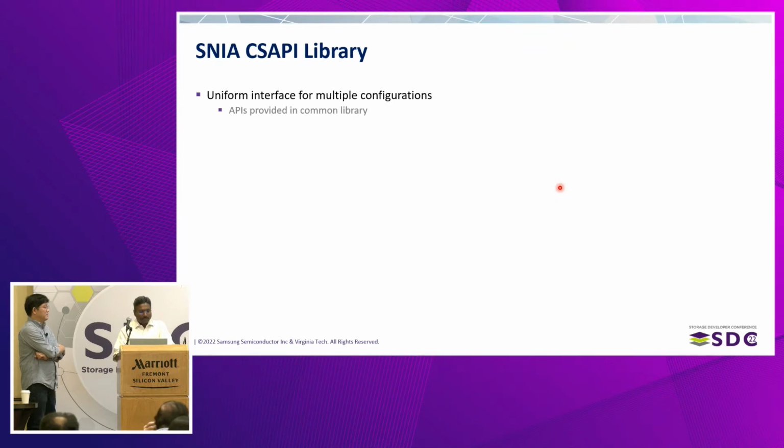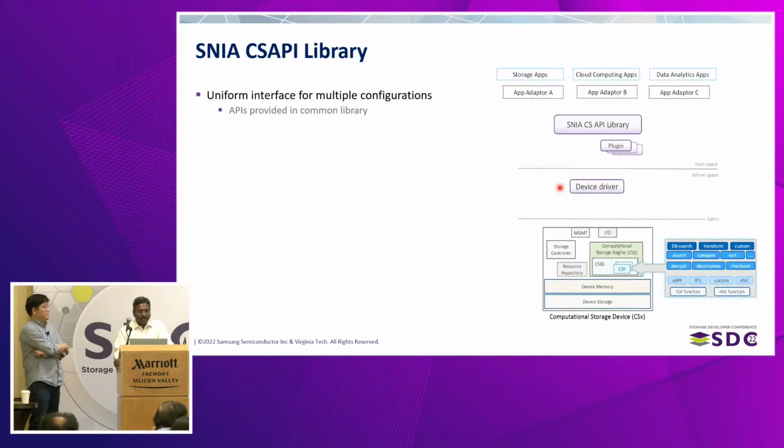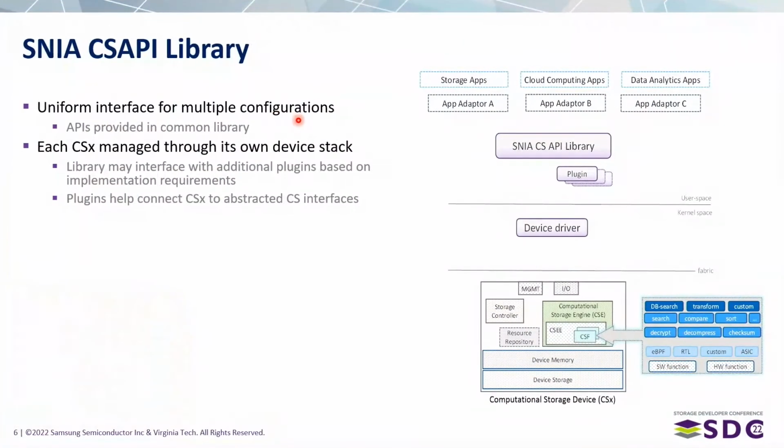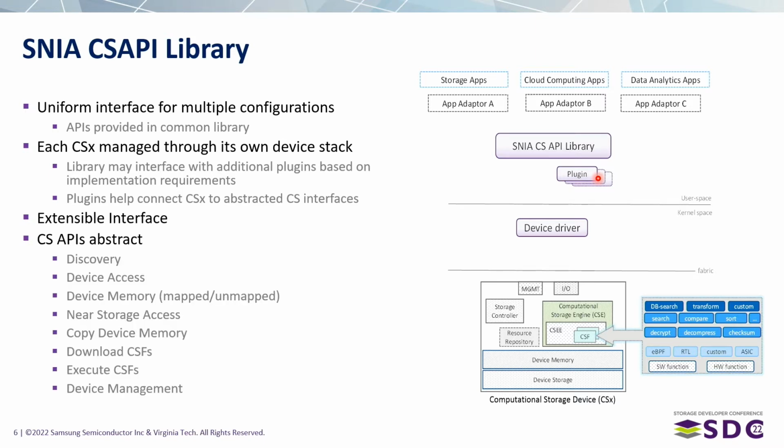So at 10,000 foot level, I'll take you to the SNIA CS API library. What is this? It's a uniform interface for multiple configurations. APIs are provided in a common library. If you see the diagram here on the right side, you are seeing a stack with storage applications, different adapters, and a SNIA CS API library. Below that, you will see plugins. These plugins will be the uniform, extensible interface for all these CSX to abstract CS interfaces. Below that, you go through the regular NVMe driver, and then you talk to the CSX.